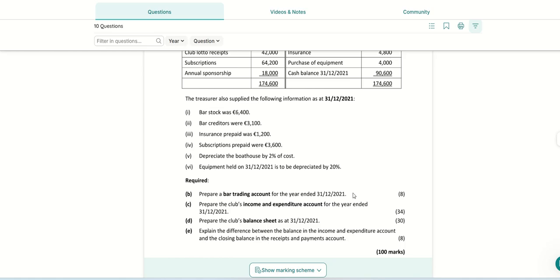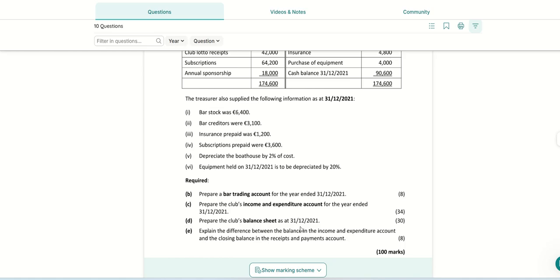And we're going to calculate a bar profit number, which we're going to put immediately into the income and expenditure account. So the income and expenditure account for a club is the same as a profit and loss account for a business. Clubs are not for profit organizations, so we can't use the word profit. So income and expenditure, in your own little head, be thinking about it as the same as a profit and loss or P&L account. 34 marks, that's where the bulk of our marks are going to be. We're going to perform a number of adjustments to be able to get those marks in the income and expenditure.